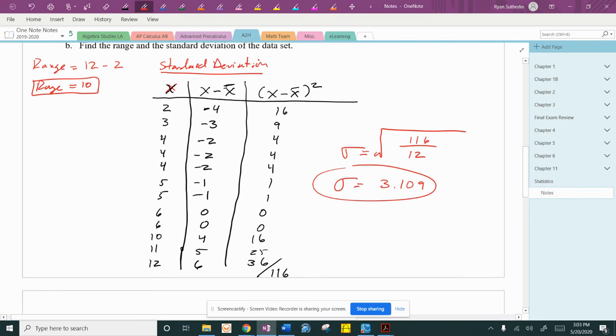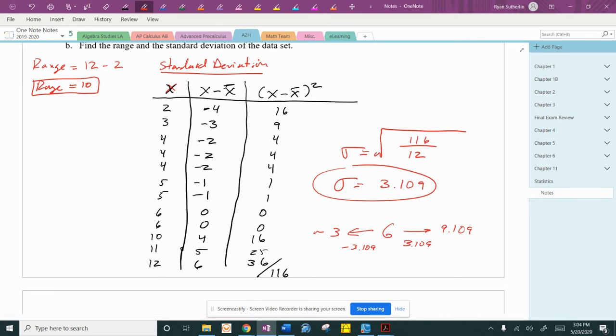So if my mean is 6, that means most of my data is 3 less. So I can go 3.109 less or 3.109 more. So what would that be? 9.109, and then this is a little less than 3. Most of my data is going to be in those values. That tells you how data is grouped together.